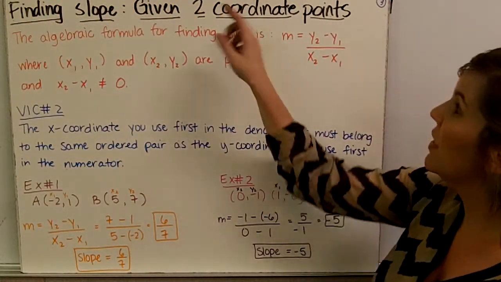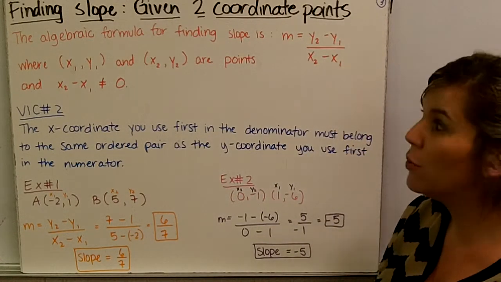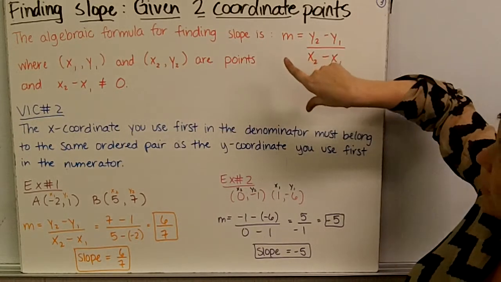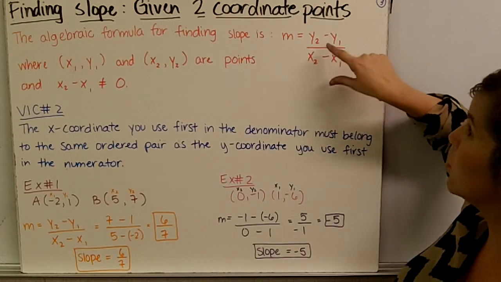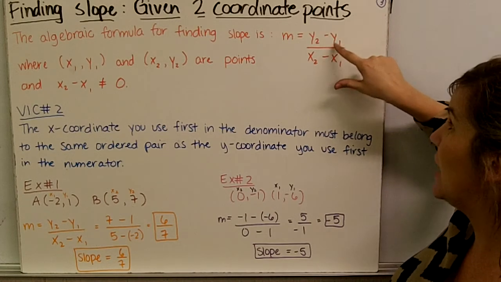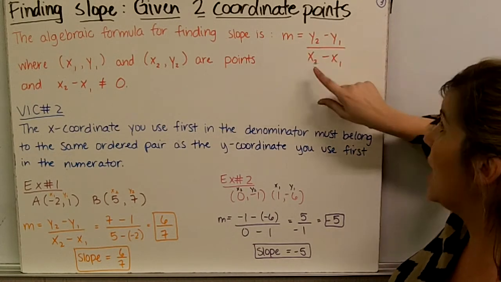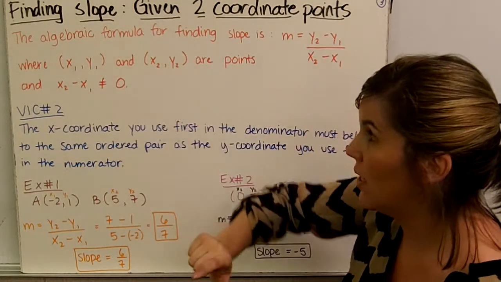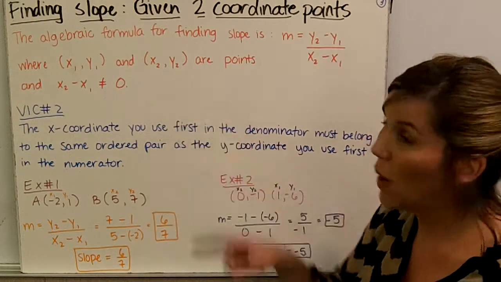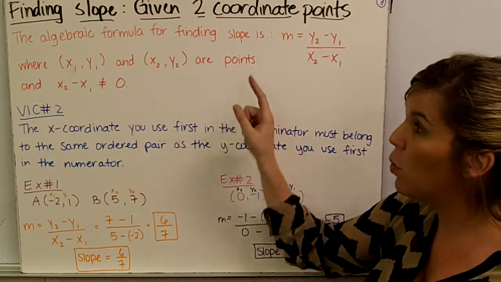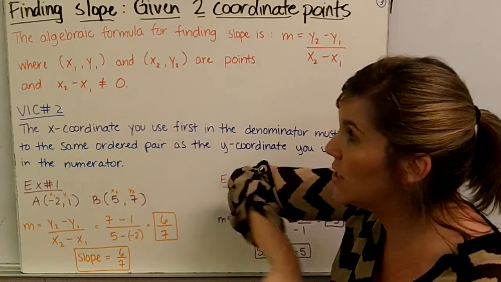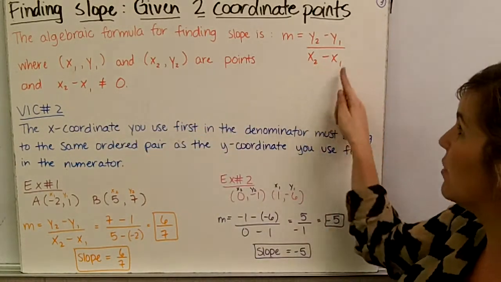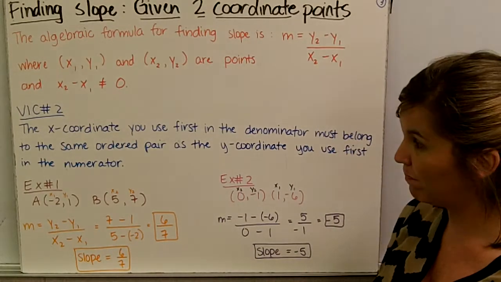All right, finding slope given 2 coordinate points. If we're given 2 ordered pairs, how do you find the slope? Well, we have this formula. The algebraic formula for finding slope is m equals y2 minus y1 divided by x2 minus x1, where x1, y1 is an ordered pair and x2, y2 is another ordered pair. These are points, and when we subtract, x2 minus x1 does not equal 0. We cannot have 0 in the denominator of a fraction.